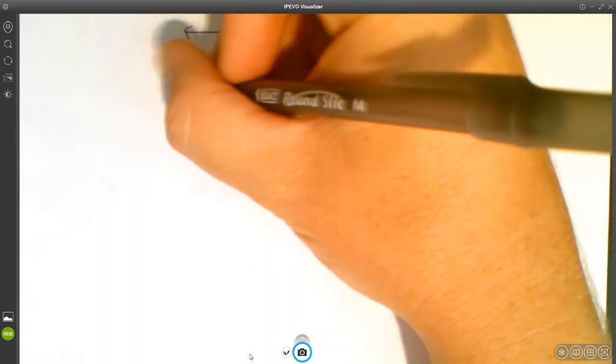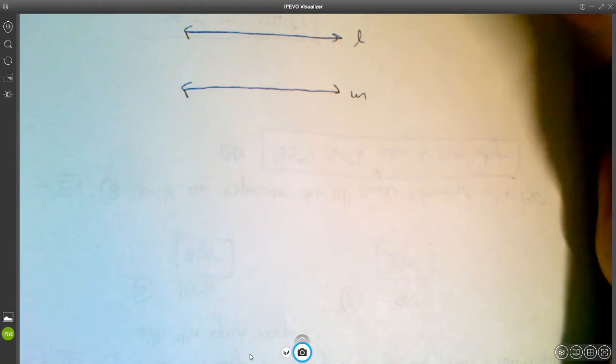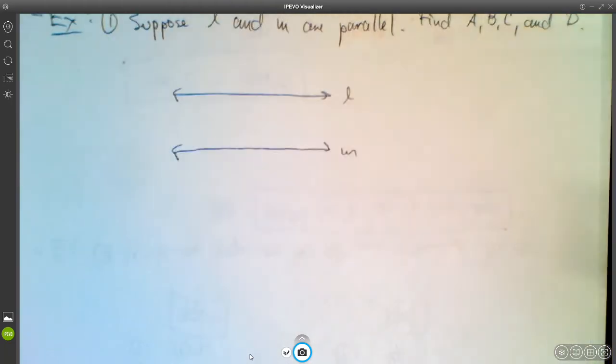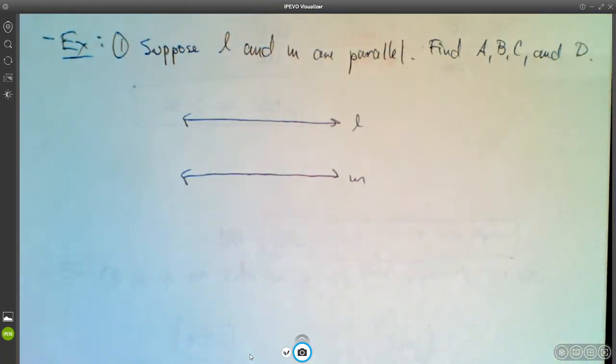So suppose that L and M are parallel lines. Find A, B, C, and D. So let me draw a picture. So L and M. Okay, so assume that they're parallel. And then let's say that we've got a transversal like that.